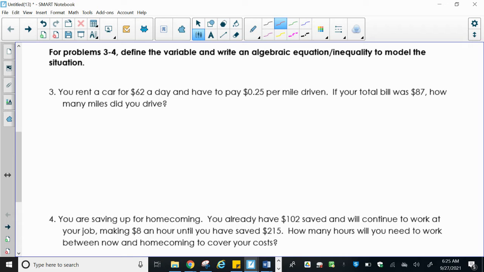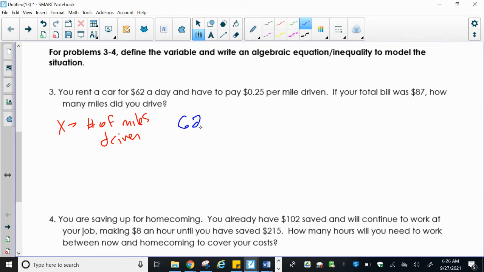So 3, you rent a car for $62 a day and have to pay 25 cents per mile driven. If your total bill is $87, how many miles did you drive? So X can be our number of miles driven. So we rent a car for $62 a day. You pay 25 cents per mile driven, total bill $87. Okay, so we're operating under the assumption we only got it for 1 day here.